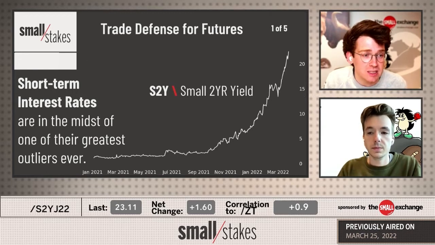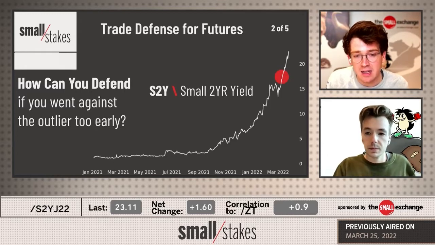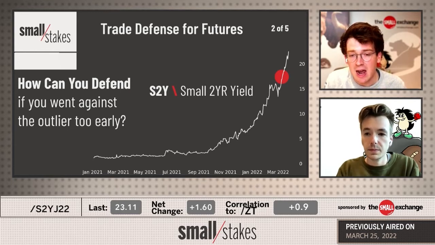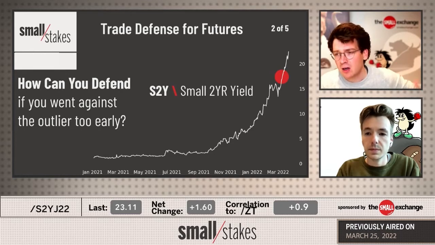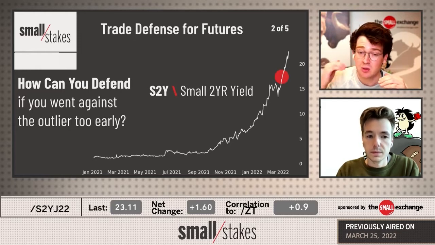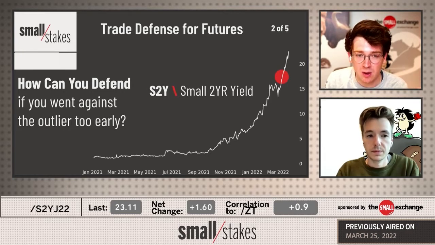But story aside, I want to speak a little towards how you would defend against a position like this, that you and I got in a little early. When you see an outlier like we've seen here, a market moving hundreds of percentage points higher, like the S2Y futures, the small 2-year yield going from 0% rates to above 2% rates in a matter of a couple months, you are likely to get there a little early if you are a contrarian going against an outlier. And this is one of those less than 1% of the time outliers we've seen.